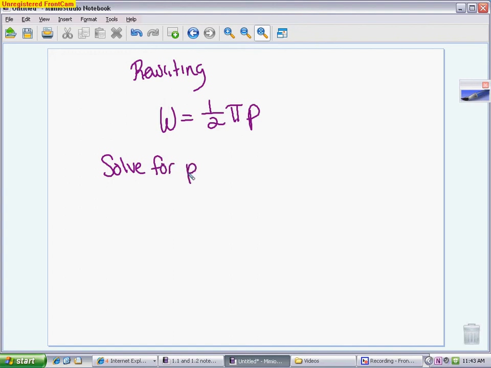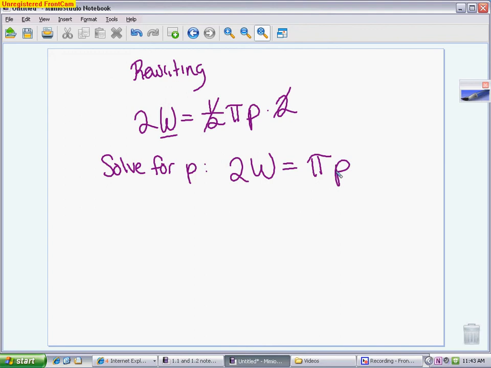So in this case, it's currently solved for w because it's what's by itself. When it's solved for p, what it means is get p by itself. So the first thing I want to do is I want to get rid of the half and the pi. I'm going to start off with the half. The way I get rid of fractions being multiplied is I multiply by its reciprocal. So I'm going to multiply both sides by 2. That will get rid of the half, and you're left with 2w equals pi times p.